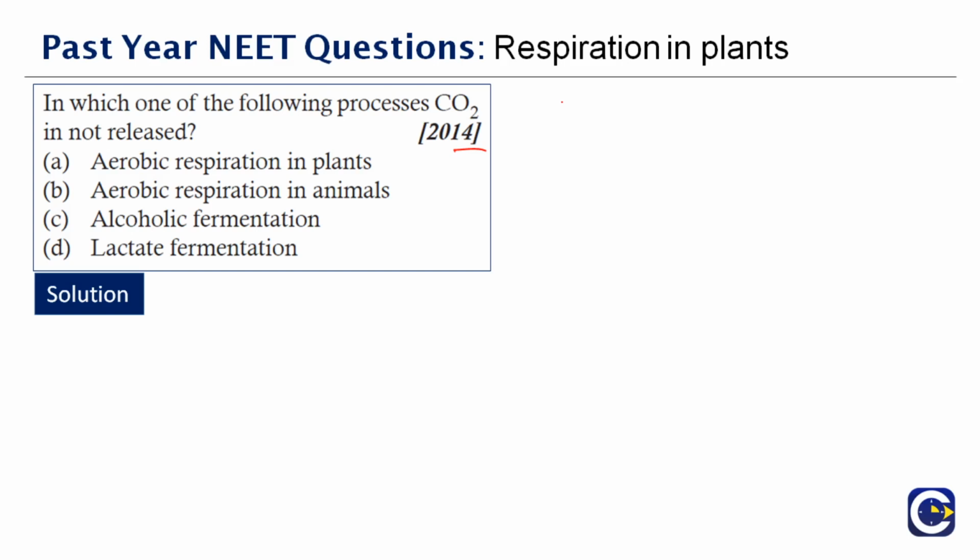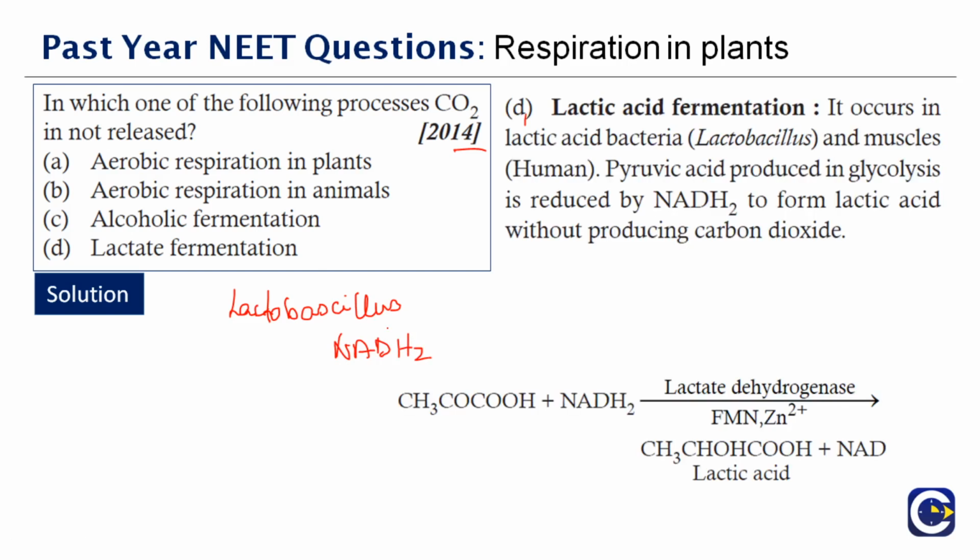Now, coming to lactate fermentation, or you can call it lactic acid fermentation. Lactic acid fermentation occurs with the help of the bacteria called lactobacillus. Right, it's a rod-shaped bacteria, and also in muscles of humans. Pyruvic acid produced in glycolysis is reduced by NADH2, okay, to form lactic acid without producing carbon dioxide. So the process that does not involve carbon dioxide production is lactate fermentation.